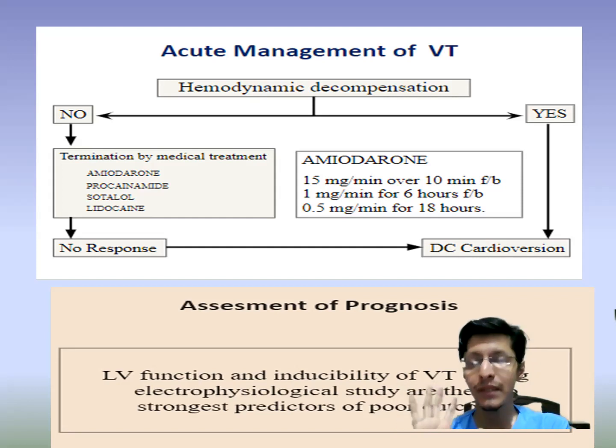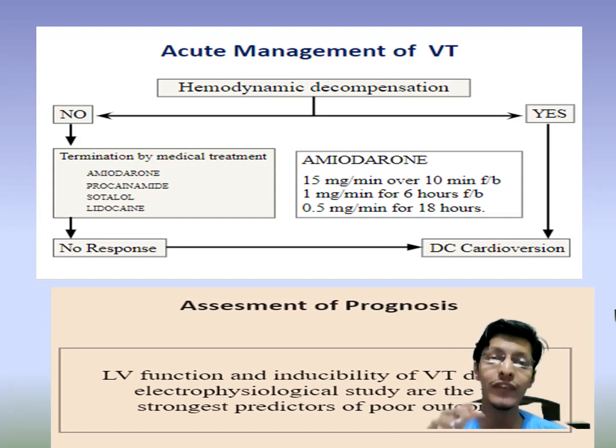If you find that the patient's BP is fine, the patient is stable, but the ECG shows a ventricular tachycardia, the drug of choice becomes amiodarone. What is the dose? It is 15 mg per minute for over 10 minutes, followed by 1 mg per minute over 6 hours infusion, followed by 0.5 mg per minute over 18 hours.